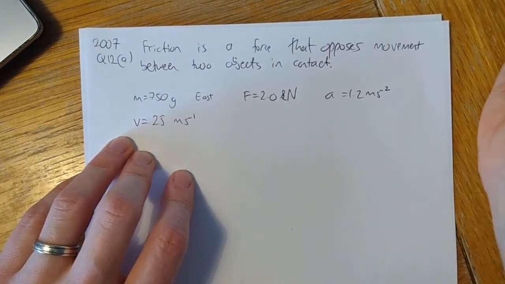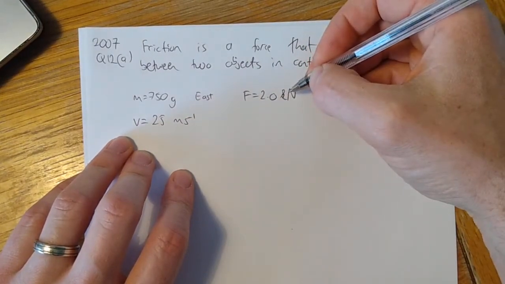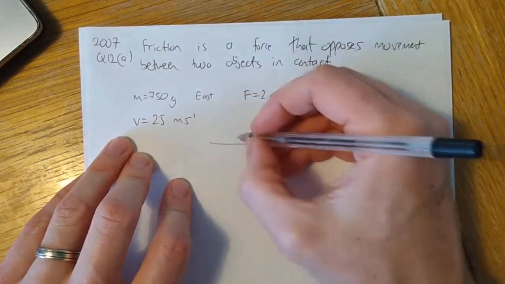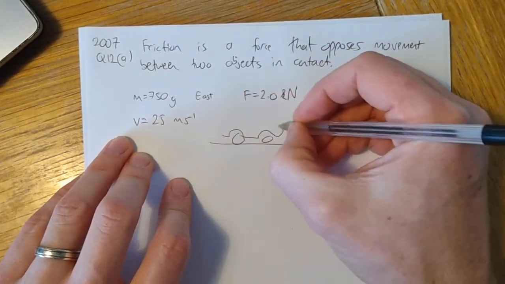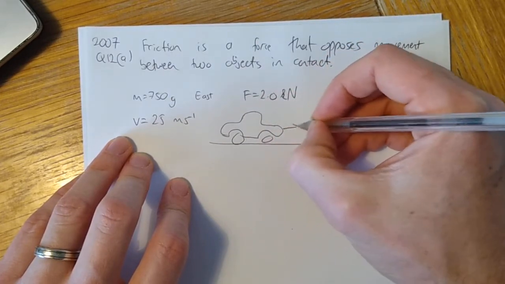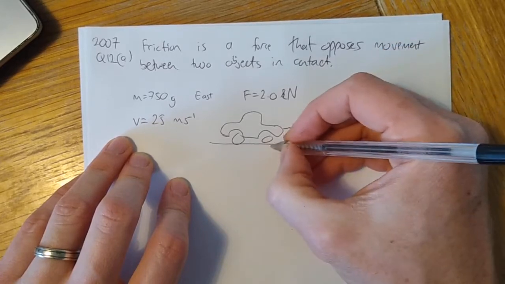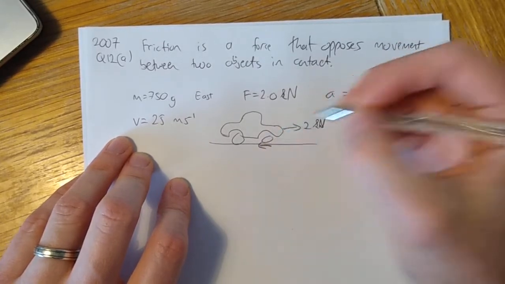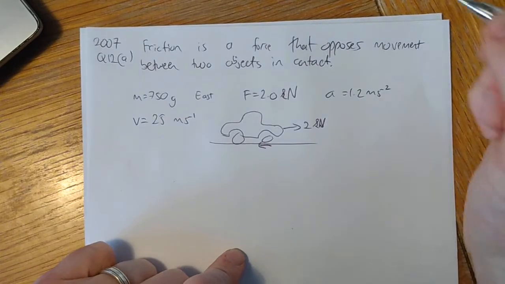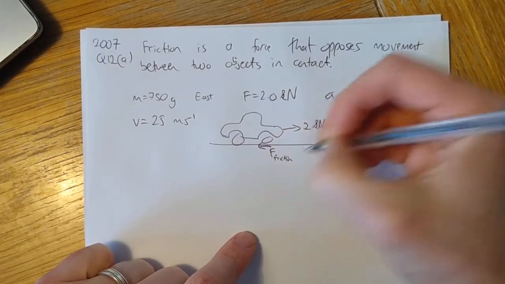Calculate the net force. So the engine is exerting 2 kilonewtons, so there's a force acting against it. There is 2 kilonewtons going forward, and there must be something pushing back from friction because of what was in the first question. So that's going to be F for friction.